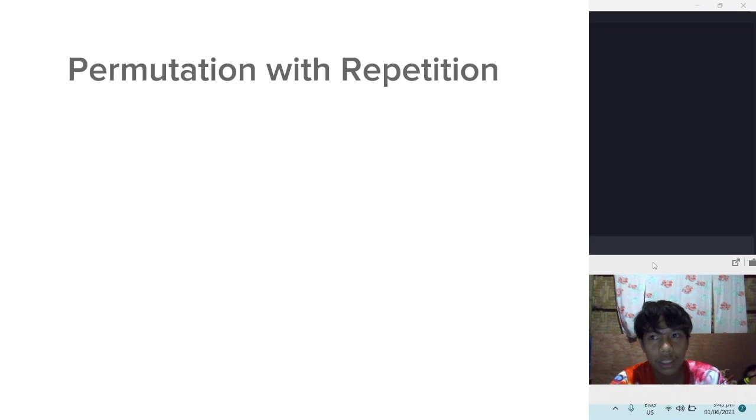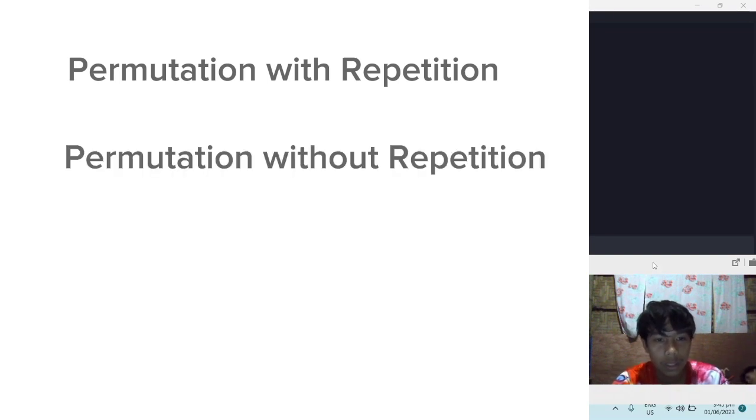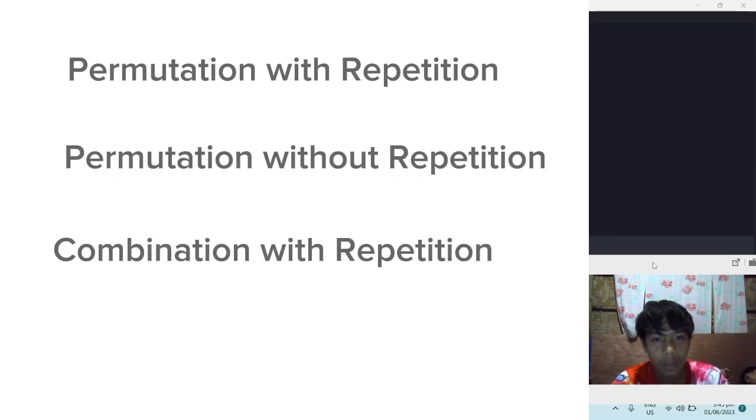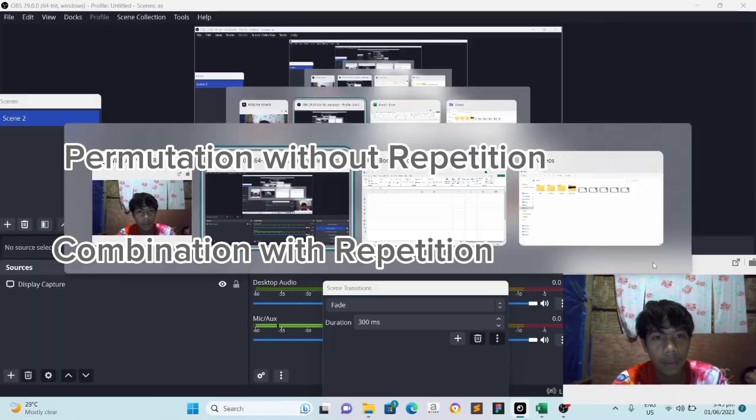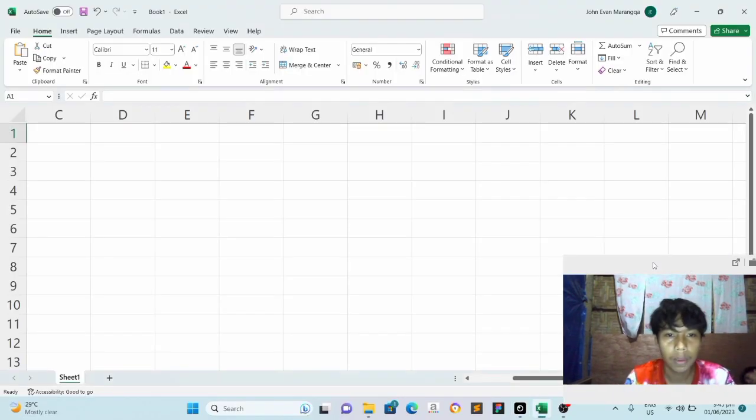So good day everyone. Today I will discuss permutation with repetition, permutation without repetition, combination with repetition, and combination without repetition. So first, permutation with repetition is a concept of combinatorial mathematics that deals with arranging objects, and some of them are identical.